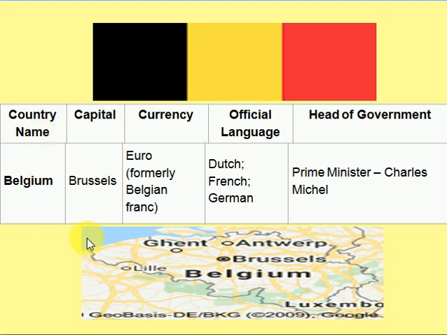Capital is Brussels. Currency euro, formerly Belgian franc. Official languages Dutch, French, German. Head of government is Prime Minister Charles Michel. So this is the official flag of Belgium, and geographically on the map you can see the location and neighboring countries. Brussels is the capital. You'll find more about Belgium on the world map.